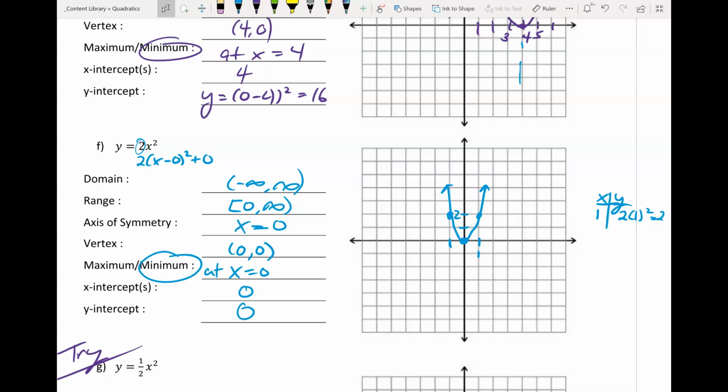Similar type of concept, but in this case, our graph is going to look wider in comparison to the original function of x squared. And then you could do a mini table of values on the side to figure out another point.